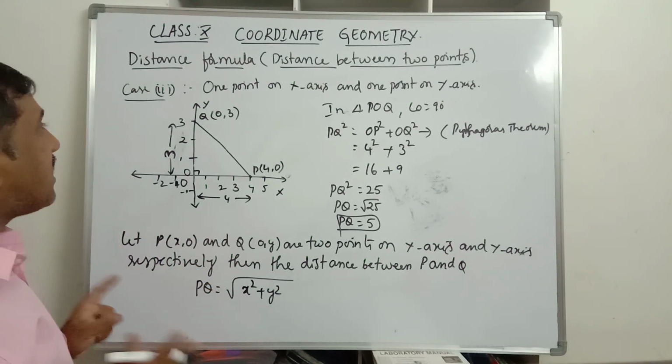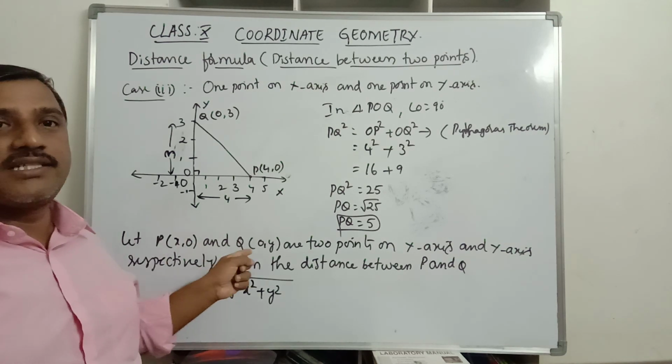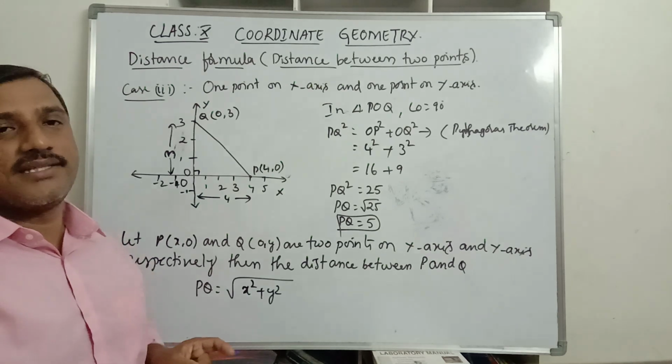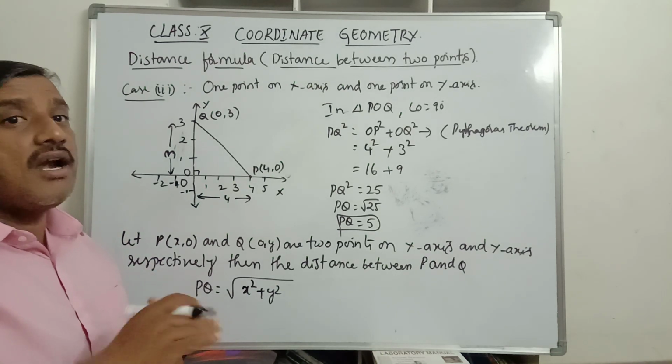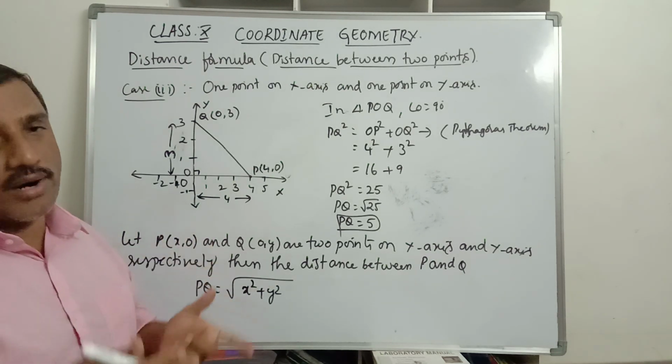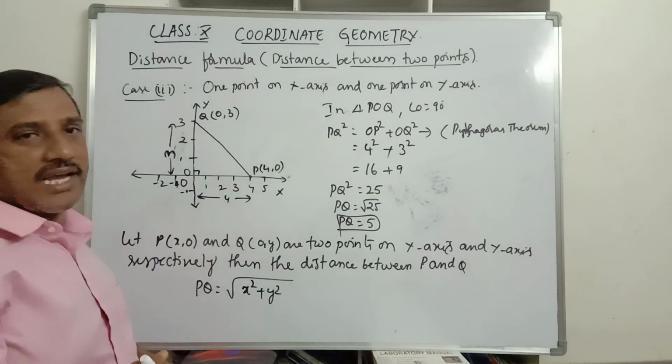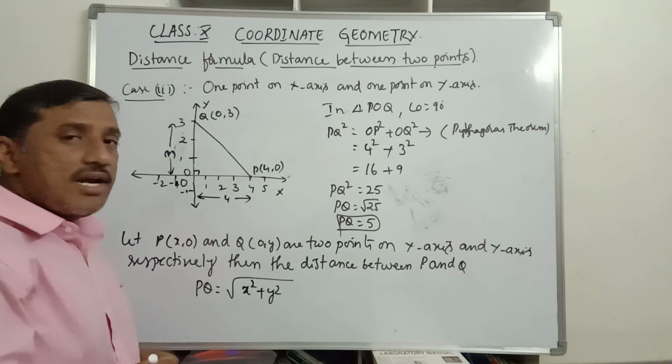Now we will discuss case 4. What is the distance of a point from the origin? Origin is also a point. That is the distance between the origin and a point in any quadrant. That is the 4th case we will discuss now. Is it clear, children?